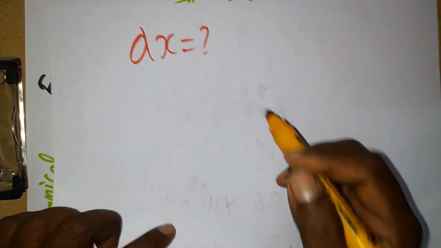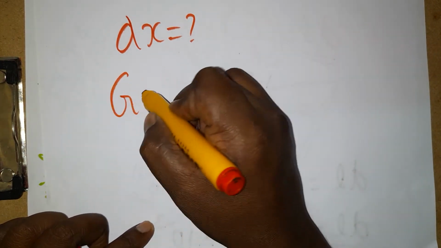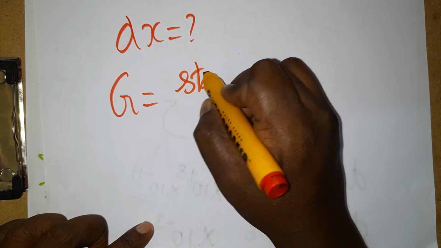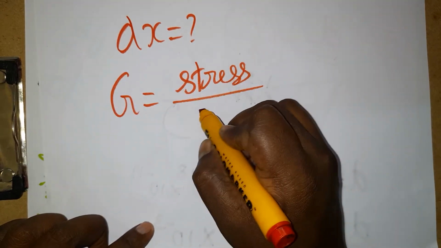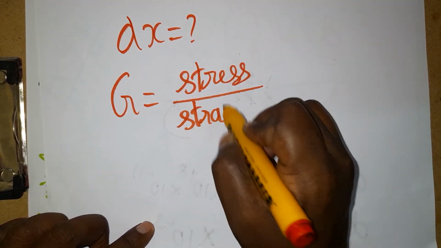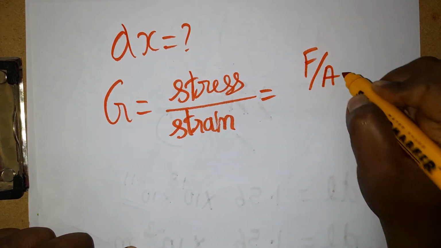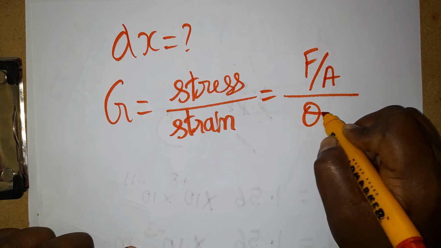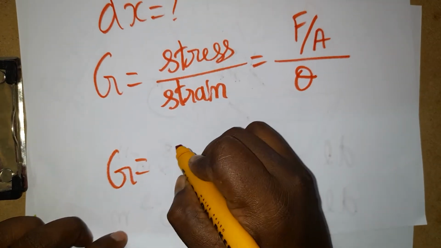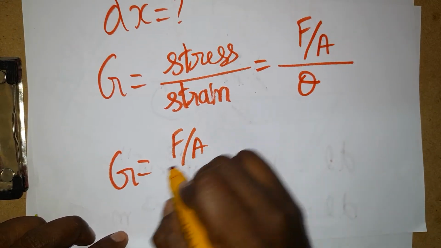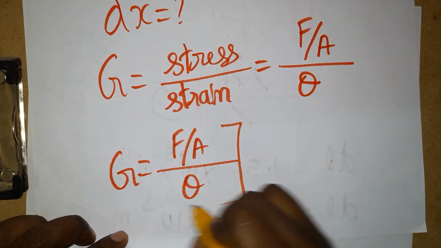Now we'll see shear modulus. Shear modulus is shear stress divided by shear strain. Strain we can take as theta, and stress we can take as force per unit area. So G is equal to force per unit area divided by theta. This is the equation we have.